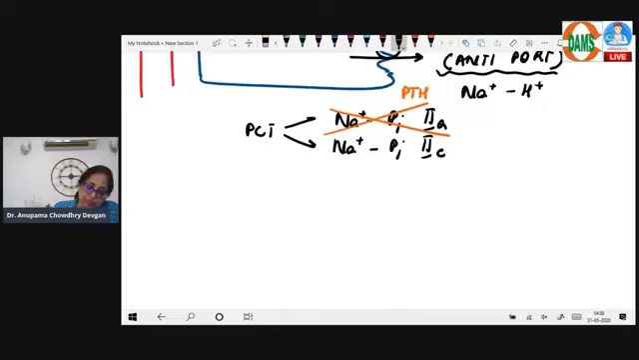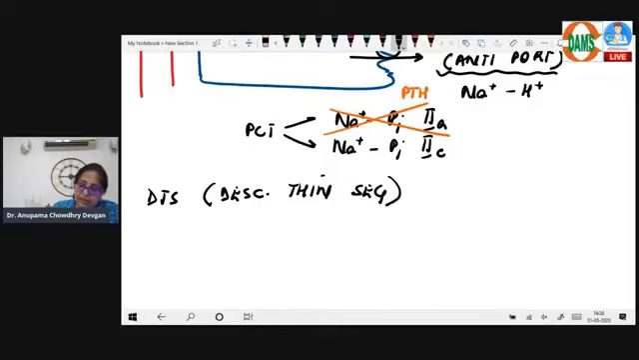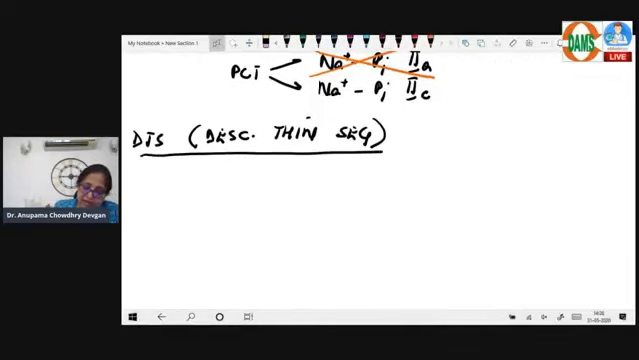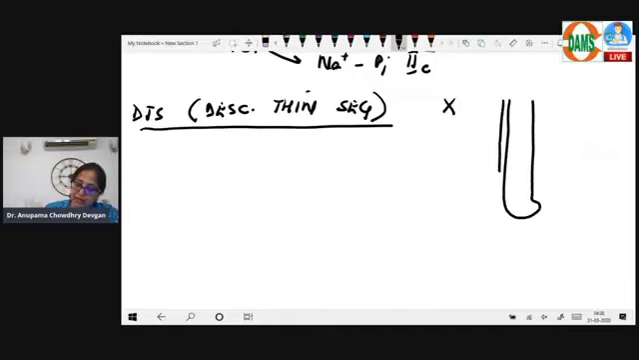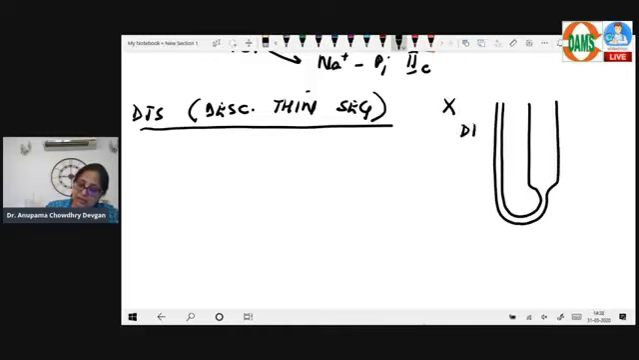Next, let's go on to the DTS, the descending thin segment of the loop of Henle. There is no sodium reabsorption. I told you, sodium is reabsorbed in all parts of the nephron except the descending thin segment. You know, the thin and thick limbs of the loop of Henle. This is the descending thin segment, this is the ascending thin segment, and this is the thick ascending limb. There is no reabsorption of sodium in the descending thin segment.